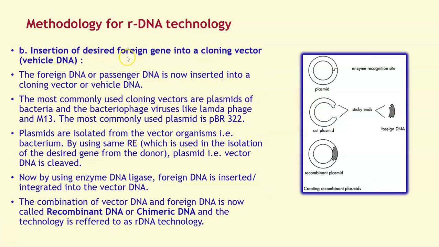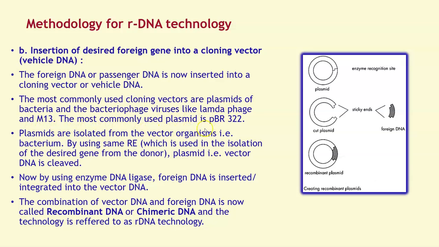Then the next step is insertion of the desired foreign gene into a cloning vector, that is your vehicle DNA. The foreign DNA or the passenger DNA is now inserted into the cloning vector or the vehicle DNA. This is your foreign DNA and this is your cloning vector. So it has complementary sticky ends that are present. The most commonly used cloning vectors are plasmids of bacteria and the bacteriophage viruses like lambda phage and M13.